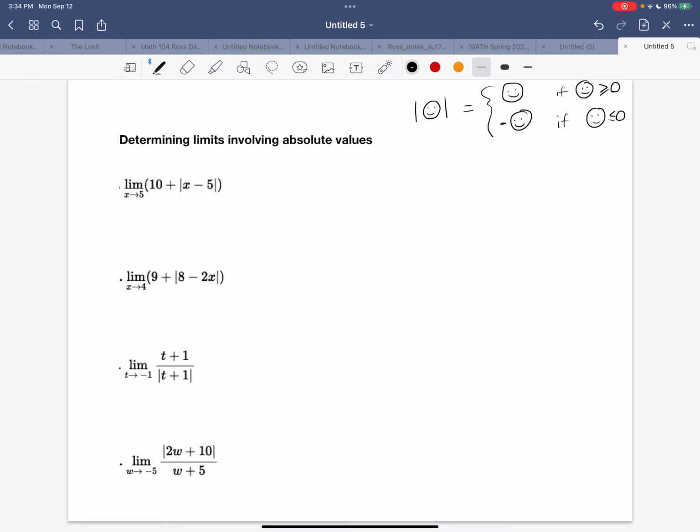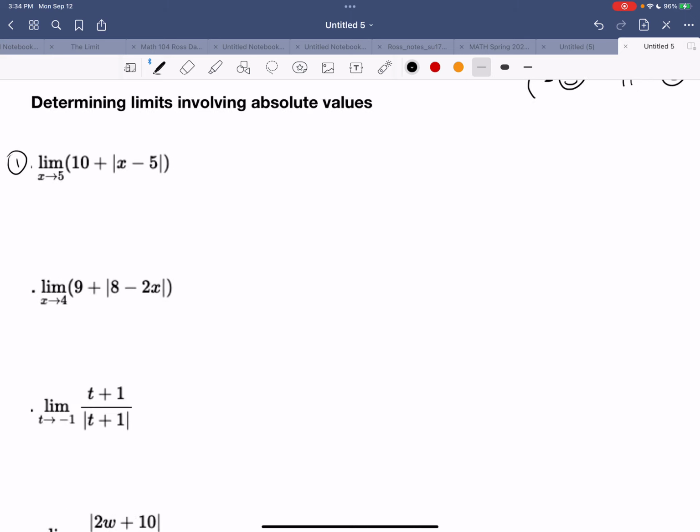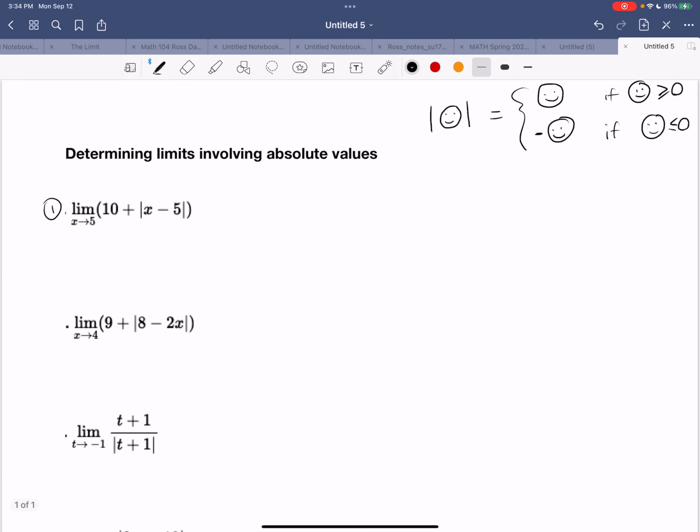So let's start with the first one here. For this problem number 1, we want to know the limit as x approaches 5. Okay, so I'm going to simplify what's written here in parentheses. So 10 plus the absolute value of x minus 5. I'm going to try to rewrite this in a way that doesn't involve absolute values. So let's see here. So I'll have 10 plus the absolute value of x minus 5. Well, sometimes it's just 10 plus x minus 5. But then sometimes it's 10 minus x minus 5, right?